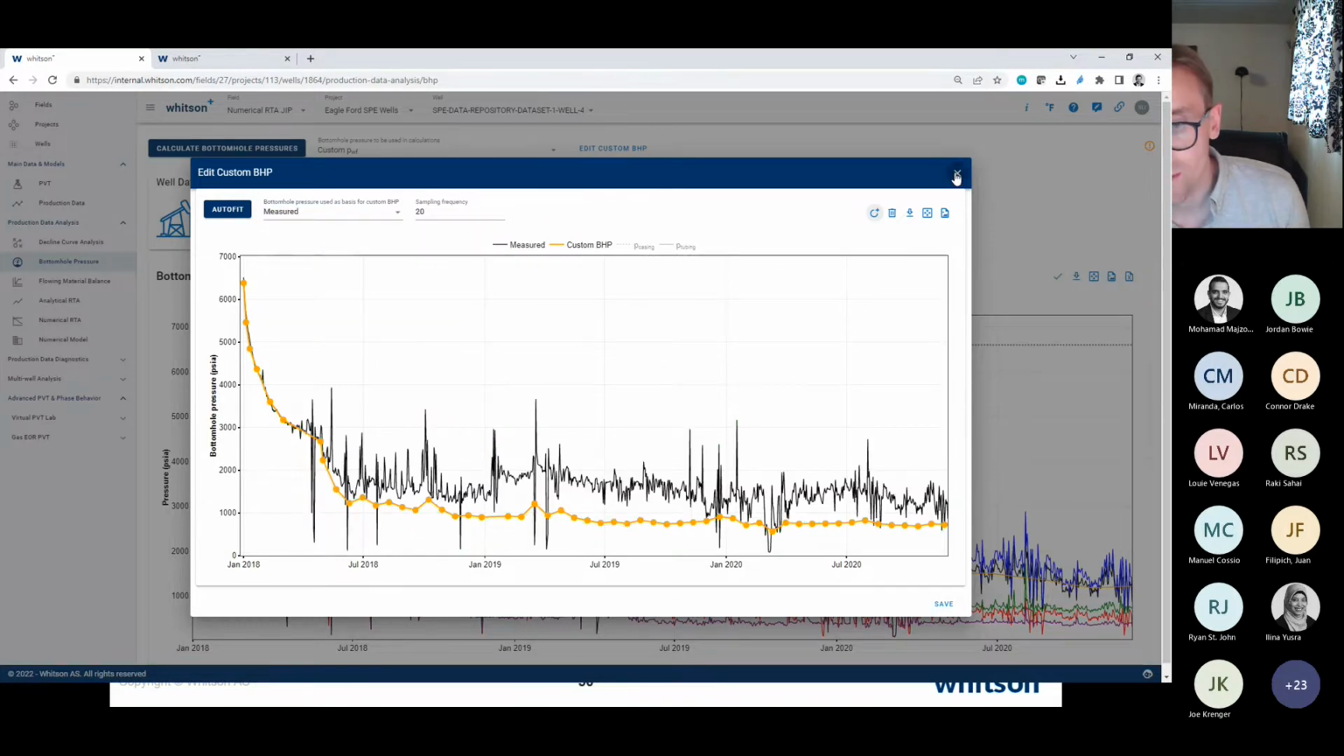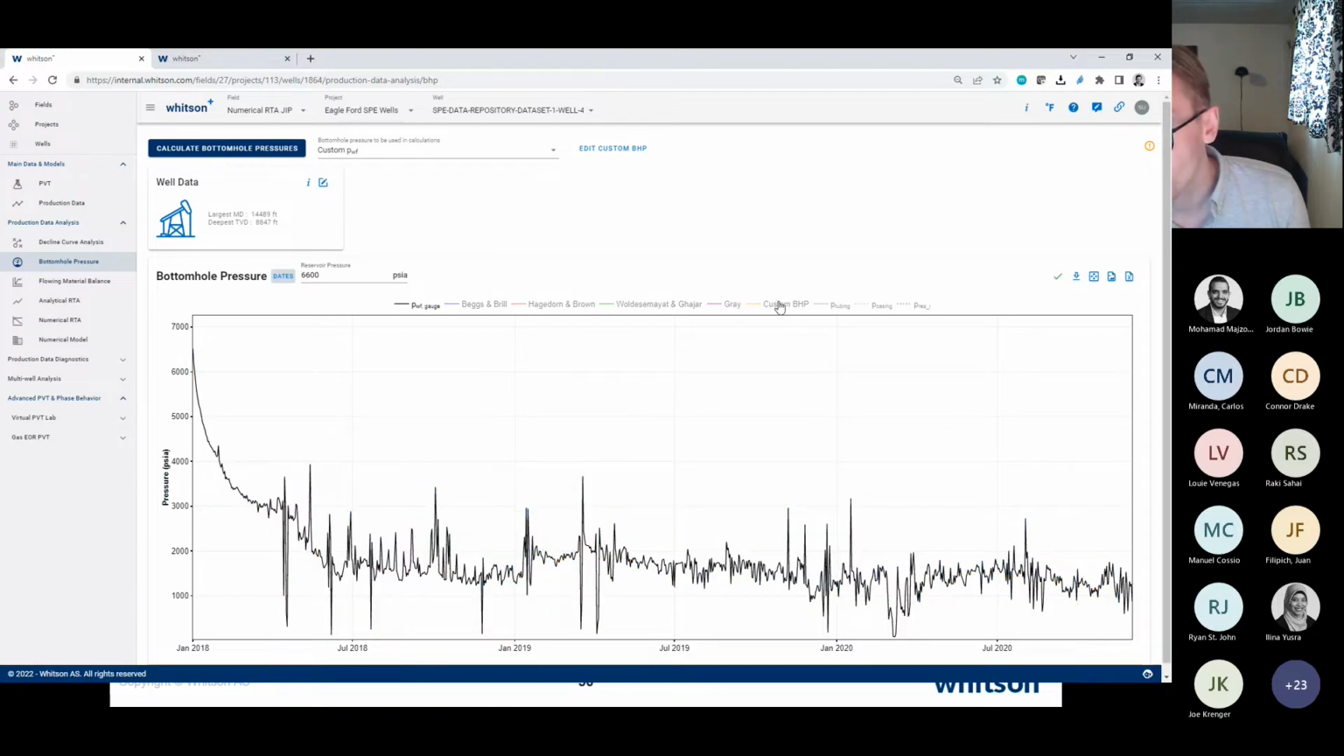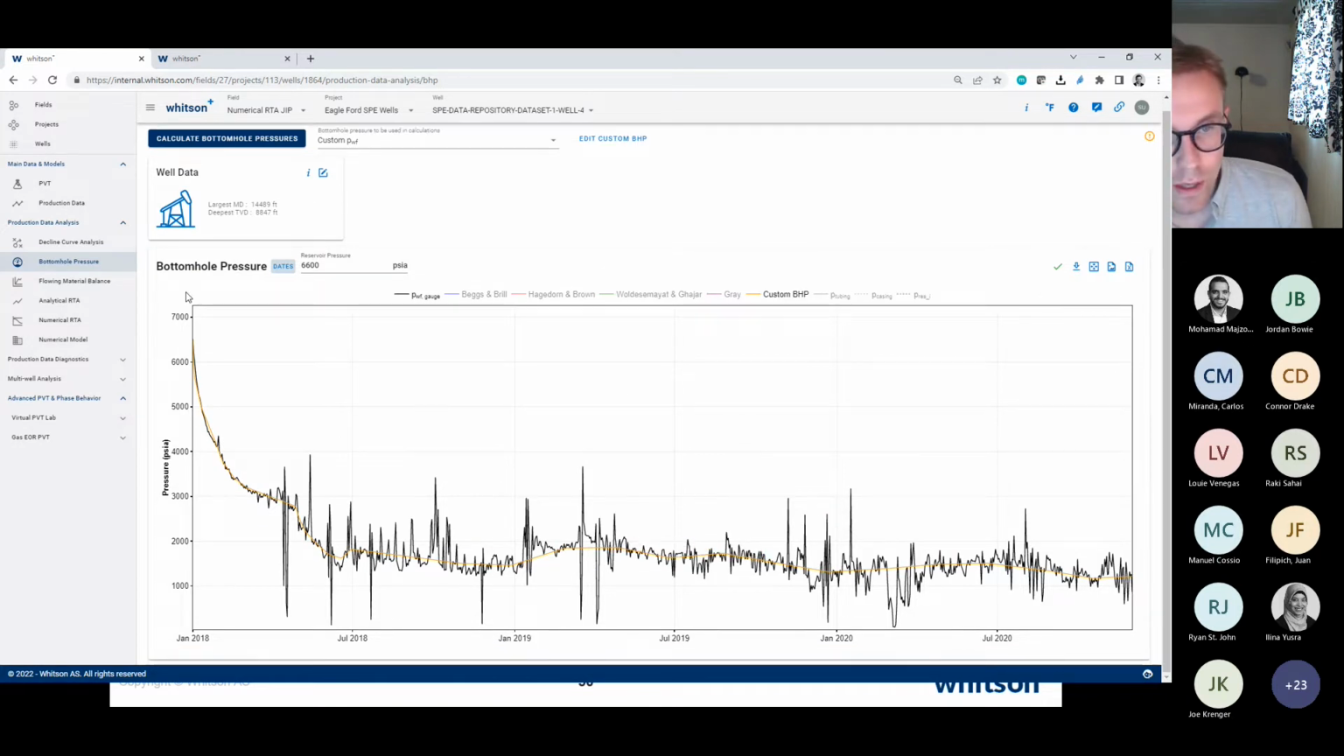I had a set of data that I was already happy with. I'd smoothed that to the gauge pressures in this case. And you can see that in this overview right here.